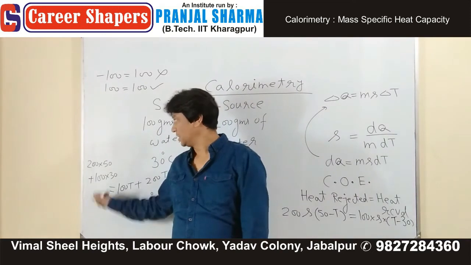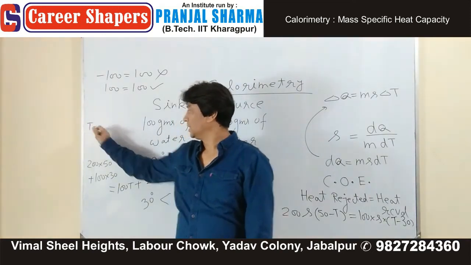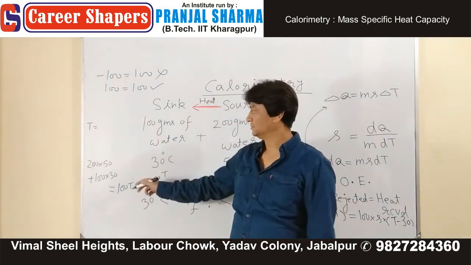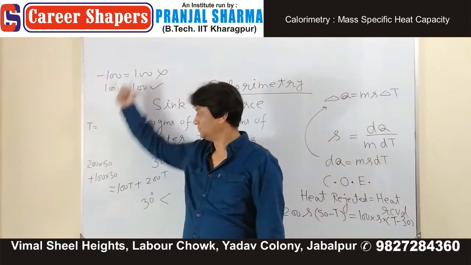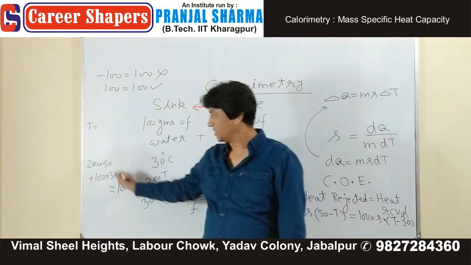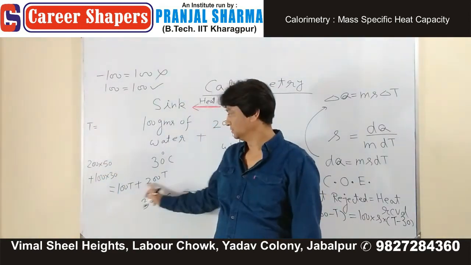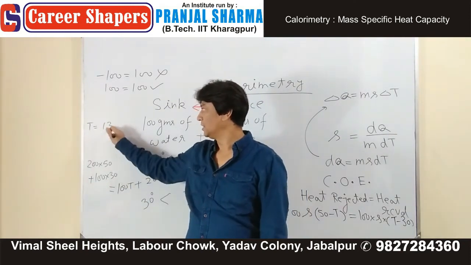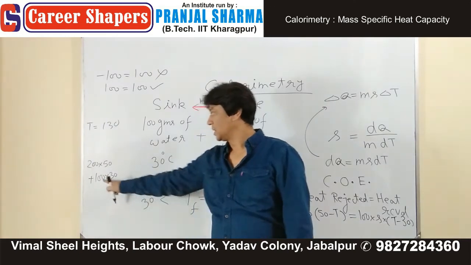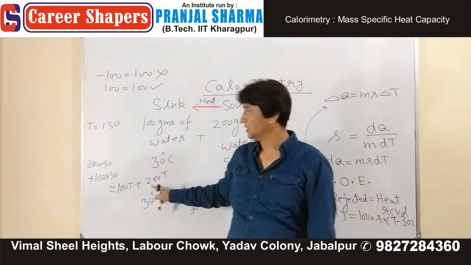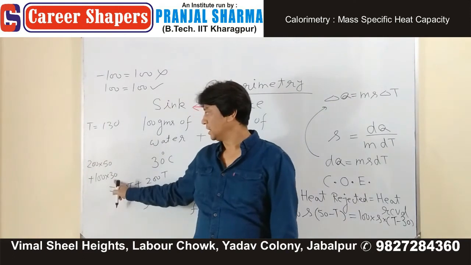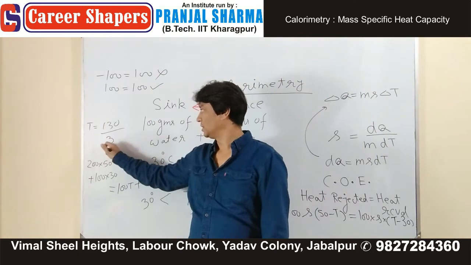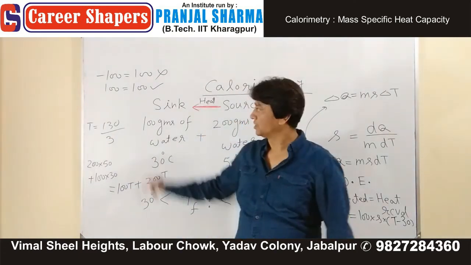So your T is coming what? Solve it, yaar. This is coming 100 cancelled. So this is coming 100 plus 30, 130, 100, 100 cancelled. This is coming 50, 230 divided by 2 plus 1, 3. That's your final temperature.